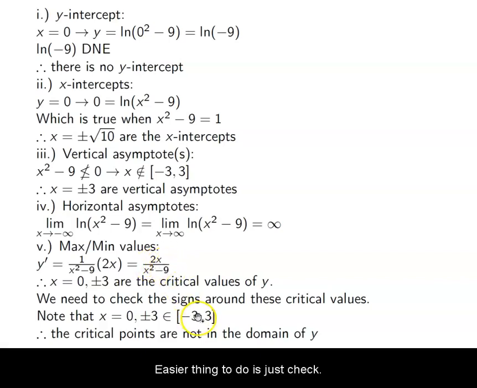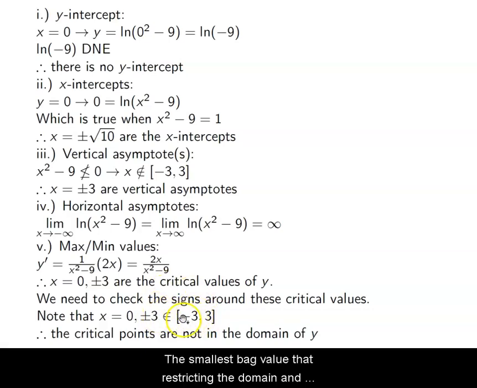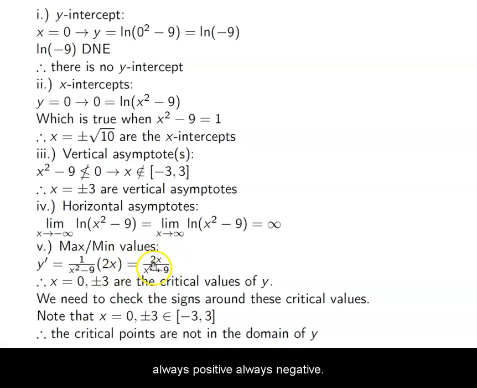Easier thing to do is just check a single value that's on the left of the smallest value that's restricted in the domain and check a value that's on the right of the largest value, because then I can just see is it positive or negative. So I just need to look at this function. So it's either always positive or always negative because the derivative doesn't have any zeros that are in my domain, I should say, right? So I just need to check the values here.